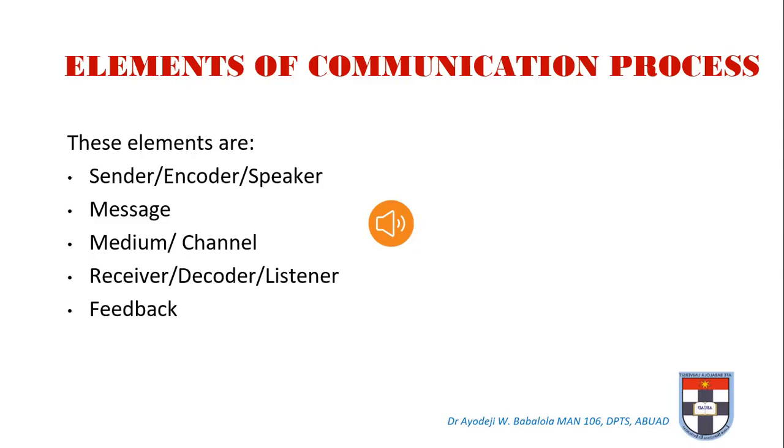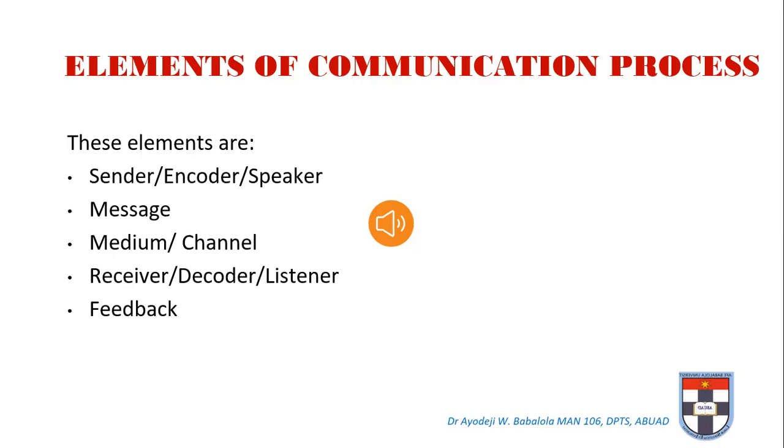Third, we have the medium or channel. The message needs a medium for it to be passed to the other end. The medium could be a physical medium like paper, that is the writing medium. It could be an audio medium. It could be audiovisual. It could be virtual, electronic. There must be a medium. The message cannot be passed from the sender to its destination through a vacuum. There must be a medium.